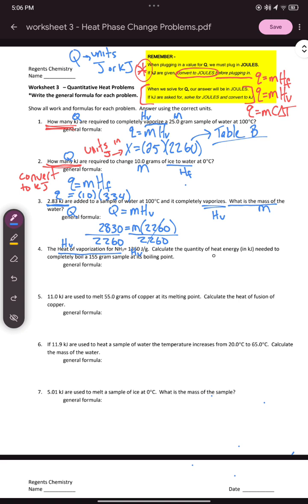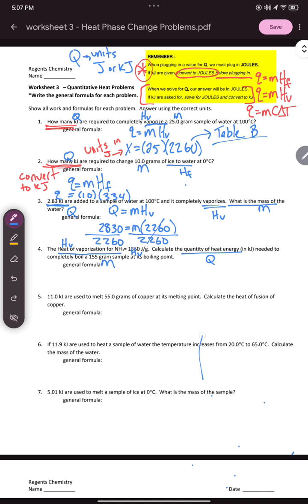Calculate the quantity of heat energy. So this is your Q. That's what we're looking for. And we have the mass. So the more we do, the more we see that we want to identify what kind of question this is. All right? So we could plug into this. You guys are going to do that on your own.